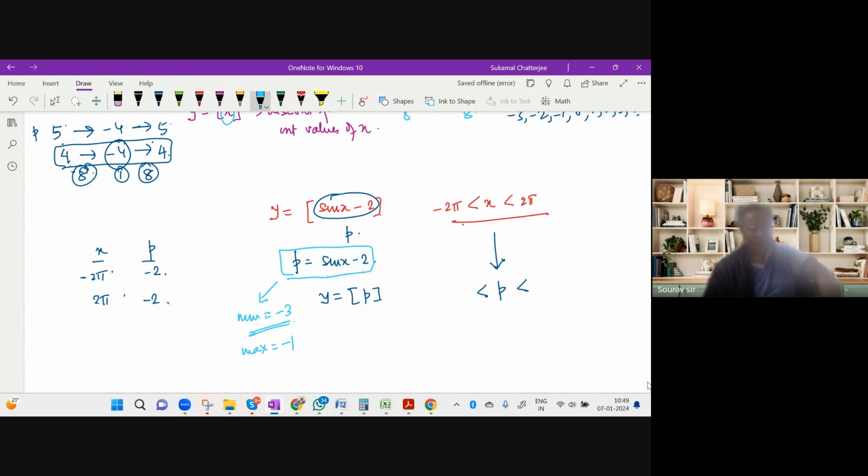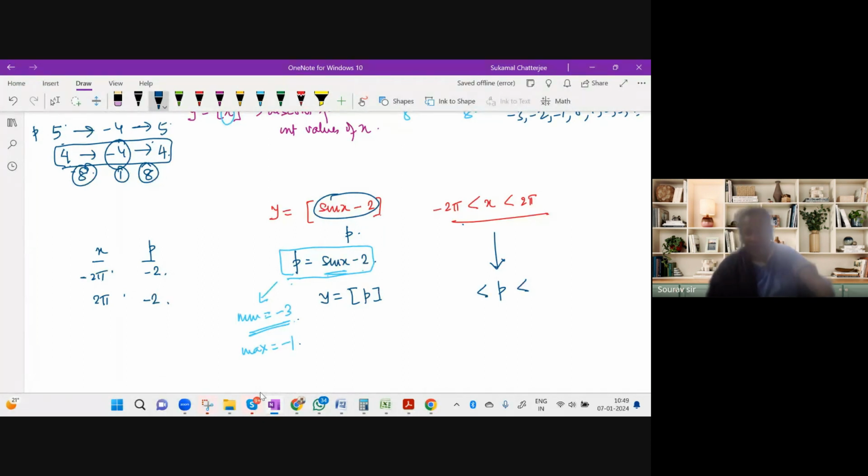So in this case, if I assume minus 2 to be one side of p, then I'm going wrong, because here the minimum and maximum of p will depend on the minimum and maximum of sin x. Minimum of sin x is minus 1, maximum of sin x is plus 1. So if I put minus 1, then p becomes minus 3. If I put plus 1, p becomes minus 1. So therefore, p has to lie between minus 1 and minus 3.